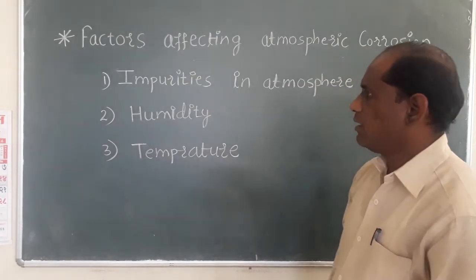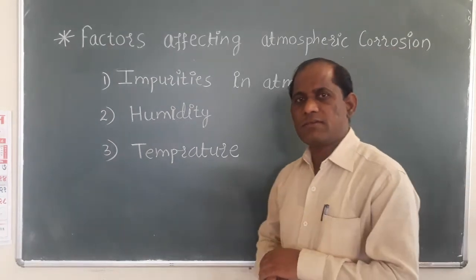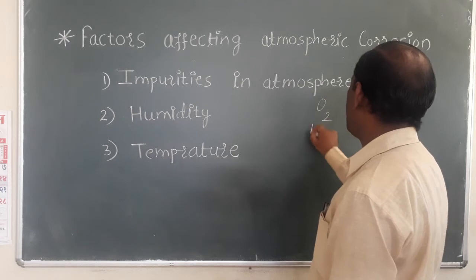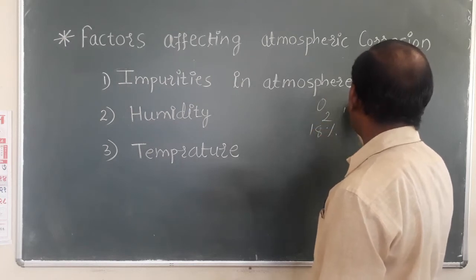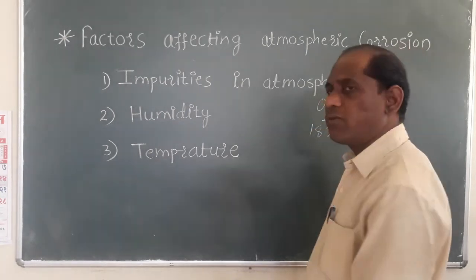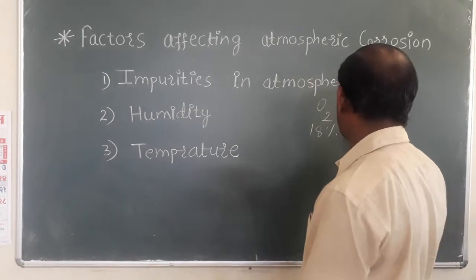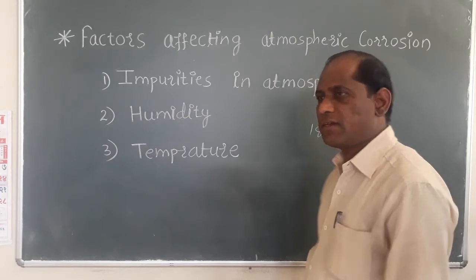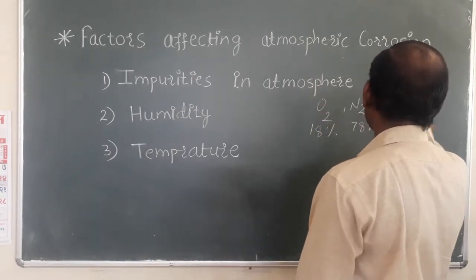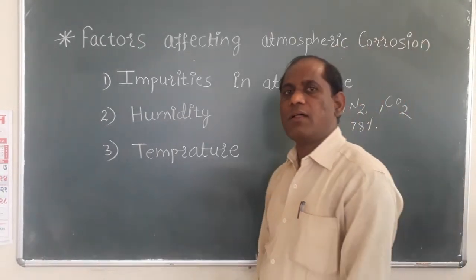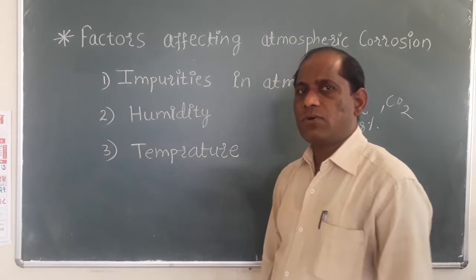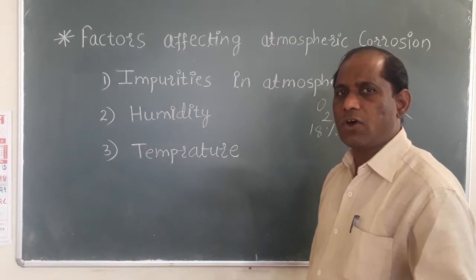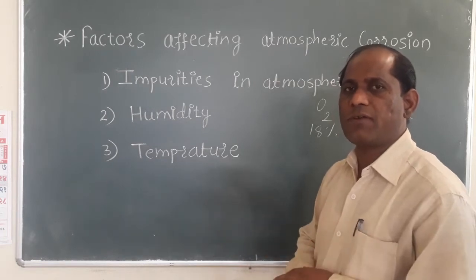Normally our atmosphere, we know, has gases like oxygen, about 18 percent, then the atmosphere around us has 78 percent nitrogen, and then it has carbon dioxide. Such gases are available in the atmosphere. This kind of atmosphere is not that corrosive in nature, we can say.